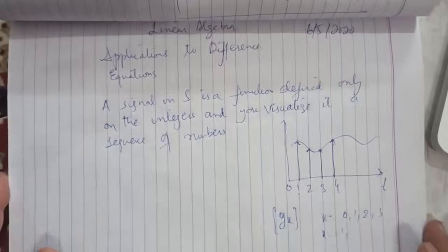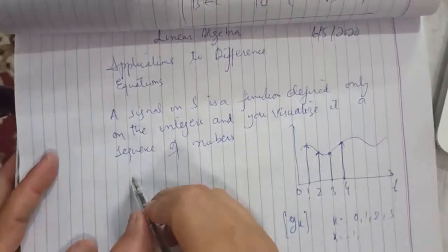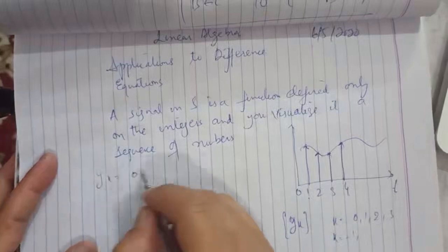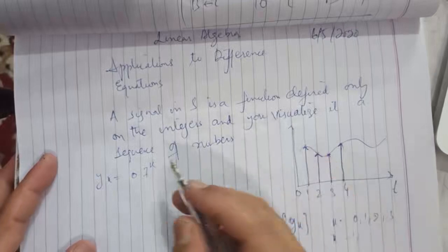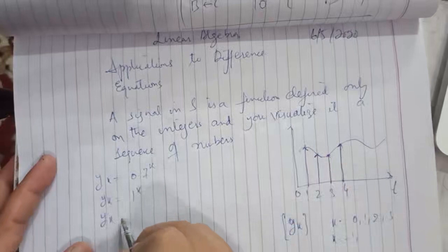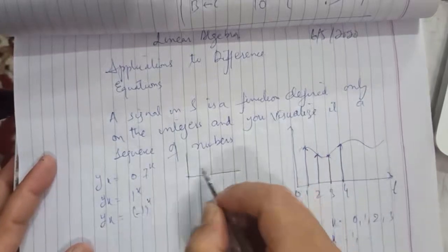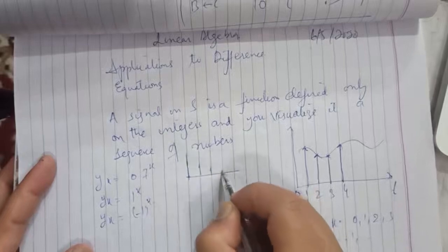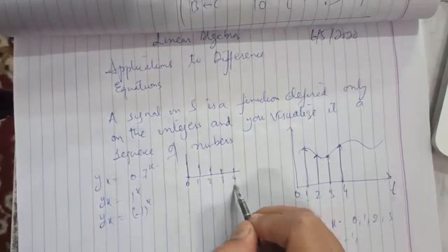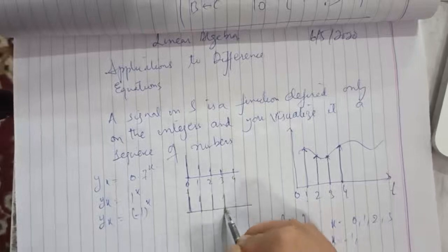Now, a few examples of signals: you can say y of k is 0.7 to the power k, then y of k as 1 over k, and similarly y of k as minus 1 over k. So 0.7 to the power k will be a signal that decreases with increasing values of k, which is 0, 1, 2, 3, 4. 1 to the power k for all values will remain the same as 1.